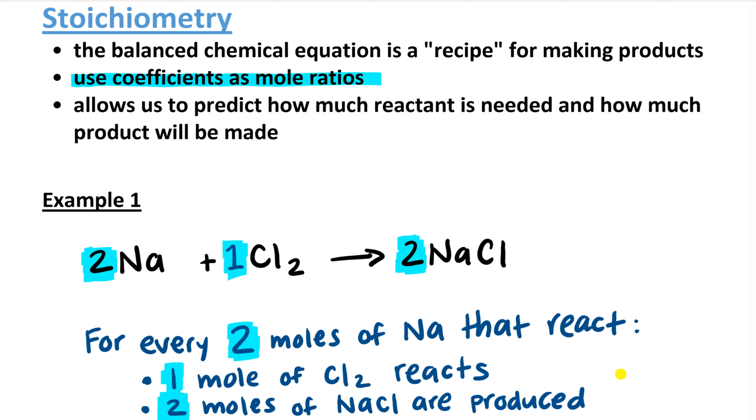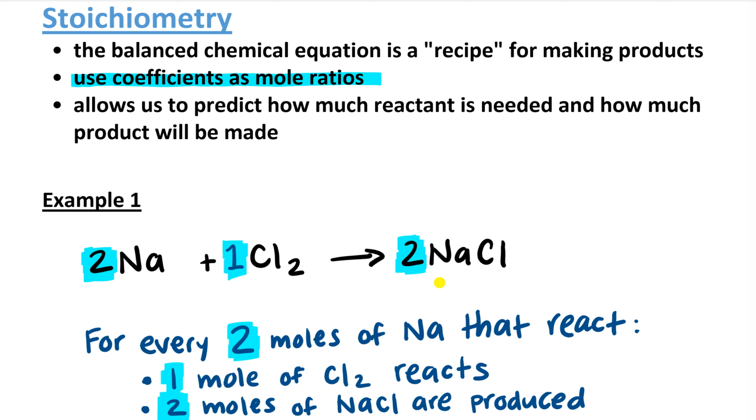Now, what happens sometimes when we cook and we bake? Sometimes we want to double the recipe because we want to make more. So I can do the same thing with our balanced equation. Let's say I want 4 moles of sodium chloride produced. So if I want to double the amount of sodium chloride, then I'm going to need to double the amount of reactants as well. So we're going to need 4 moles of sodium and 2 moles of chlorine to make 4 moles of sodium chloride.